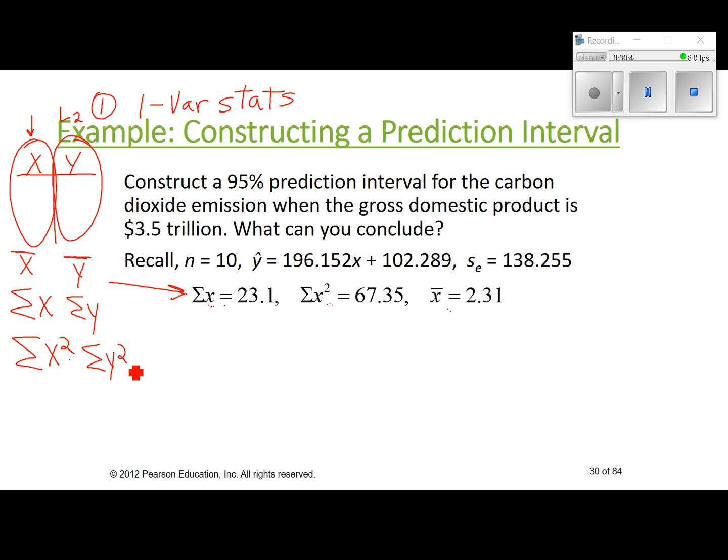Another thing that we're going to have to do here: we're predicting at 3.5 trillion. Well, we're going to take that 3.5 and stick it in there for x, and that's going to tell us the y hat, the predicted y that we're looking at.